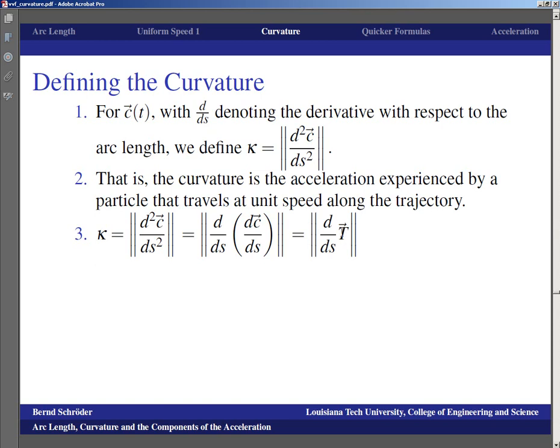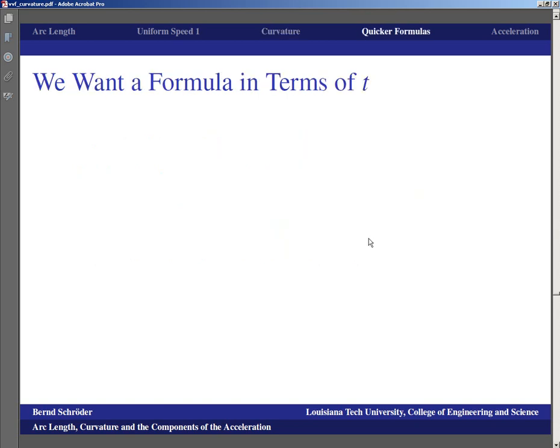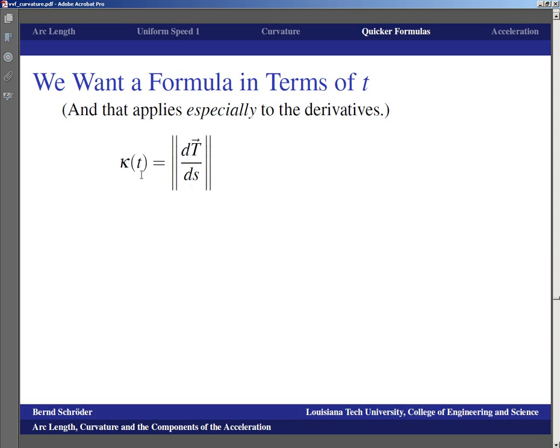So that's a nice conceptual formula, but it still has the reparametrization with respect to the arc length stuck inside of it. And so what we'd like to have is a quicker formula. We'd like to have a formula in terms of time itself. We'd like to have a formula in terms of the original parameter. And that applies especially to the derivatives, right? We don't want to compute derivatives with respect to a variable that we don't really have a good computational handle on. Okay, so here's the curvature.